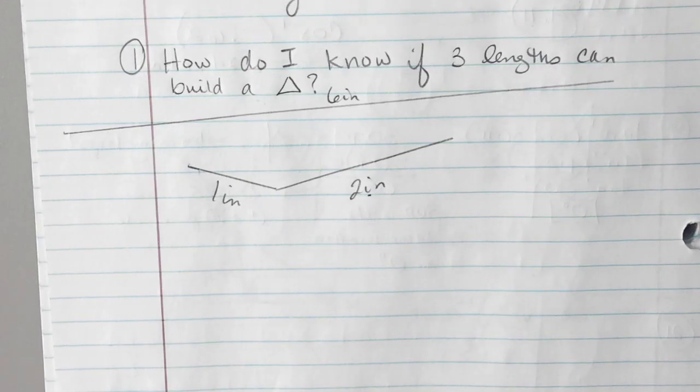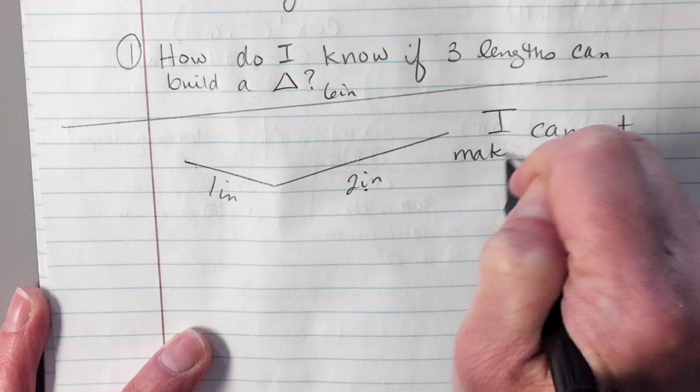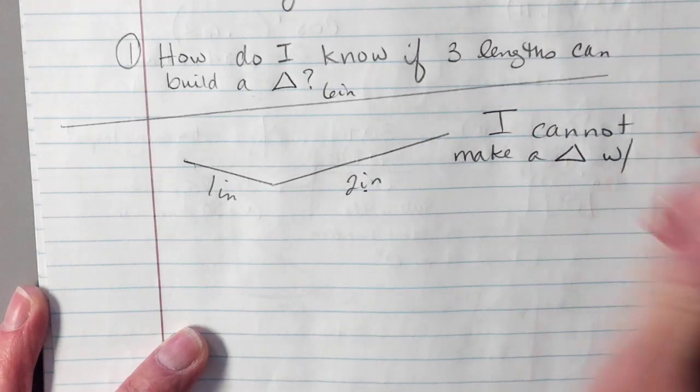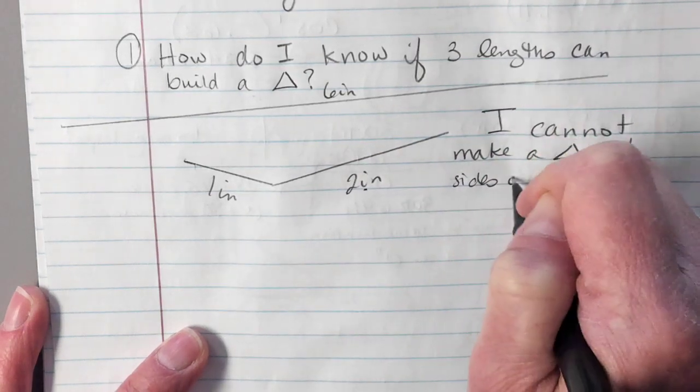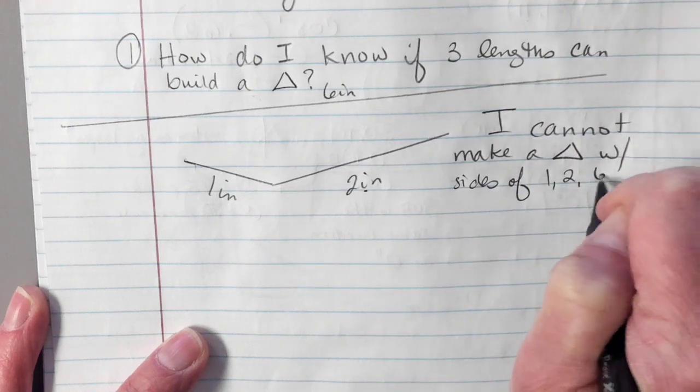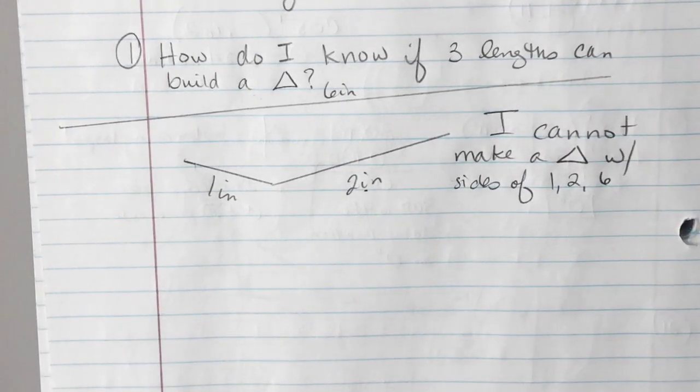Can I have the third side be 6 inches long? Will that work with the triangle? Will the other 2 little sides ever stretch out to be a total of 6 inches long to make that a triangle? No. I cannot make a triangle with sides of 1, 2, and 6. It's not going to work. It doesn't matter how I try to angle that or change it or reconfigure it, it's not going to fly.